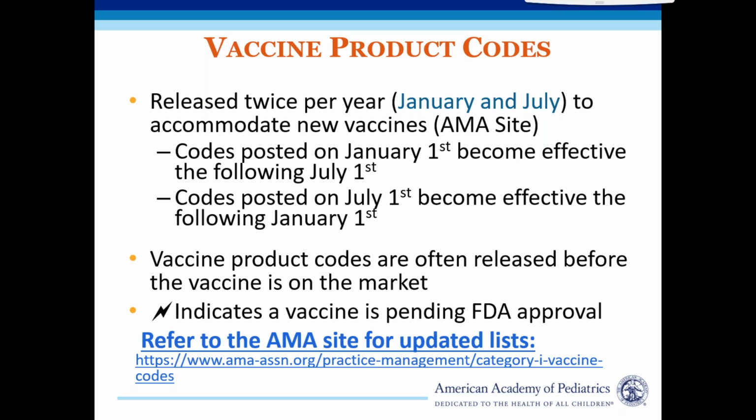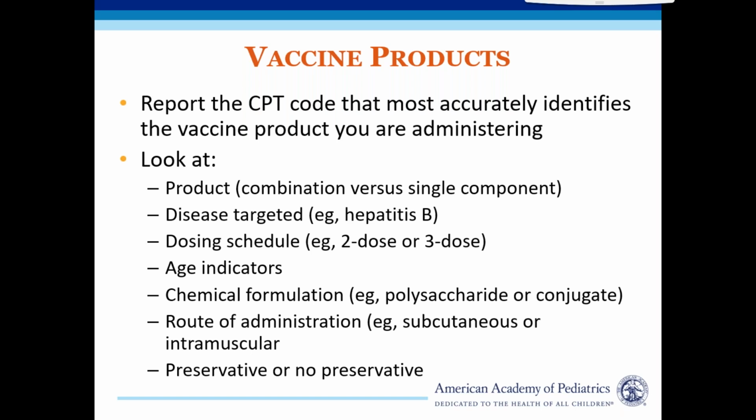If you see a vaccine product code with a little lightning bolt next to it, that indicates the vaccine is still pending FDA approval and will most likely not be reportable to a payer. The site listed here is one you can bookmark because it's where you can go to find the vaccine updates that do occur twice annually.